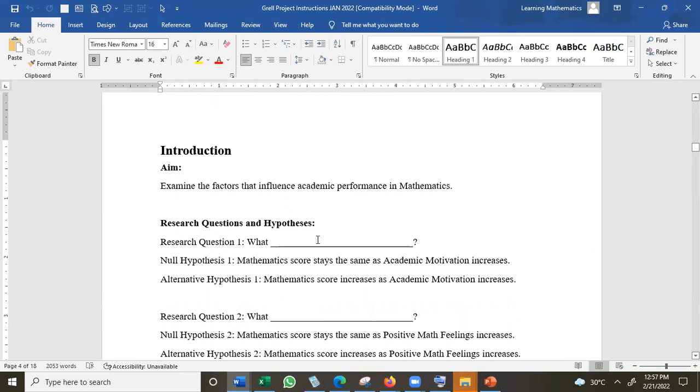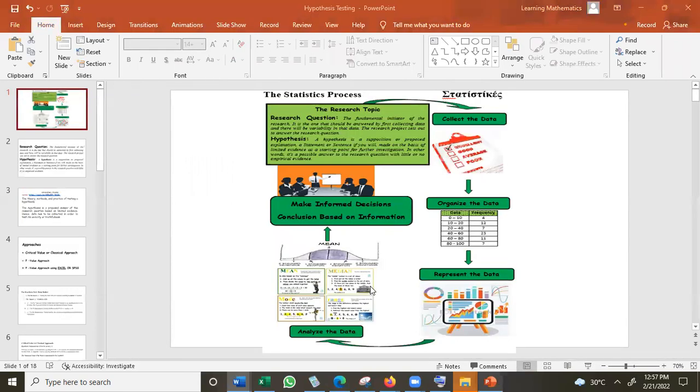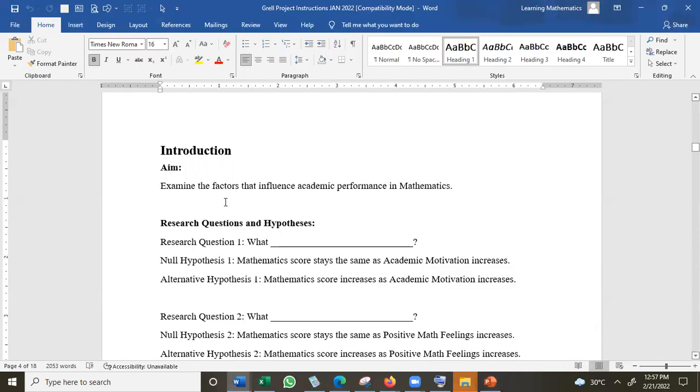If you notice, you will have to complete this research questions. Remember we said a research topic and then a research question and then a hypothesis. Now the research topic is factors affecting academic performance in mathematics. That's the topic. Now you have research question number 1.